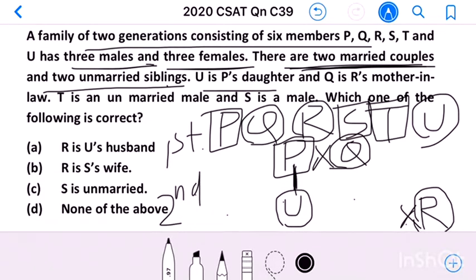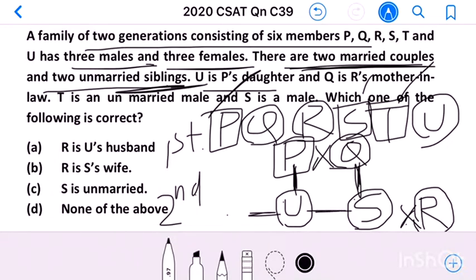Now we have to find a husband for R. Here P is already assigned. S is a male and T is an unmarried male. So the only option is S. Here we can write S. And Q is the mother-in-law of R. That means S is Q's son. Then there are 2 unmarried siblings. The remaining one, T, is the sibling of U. Now let us see the options.